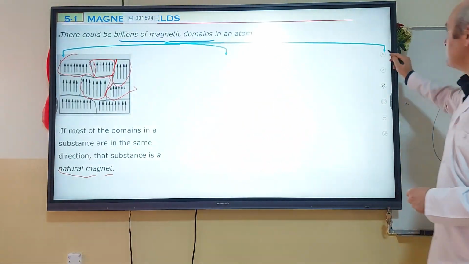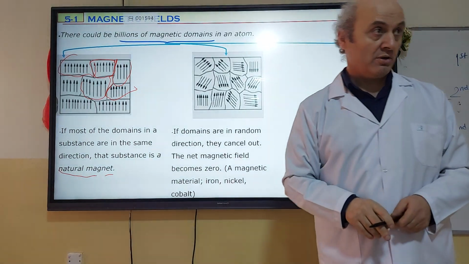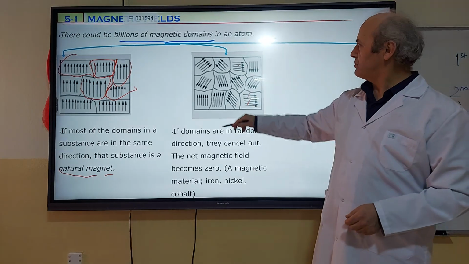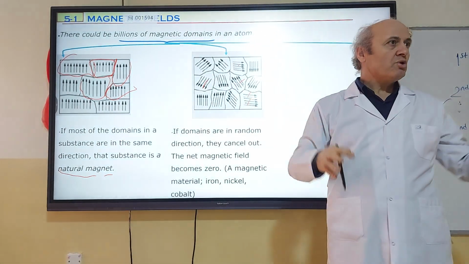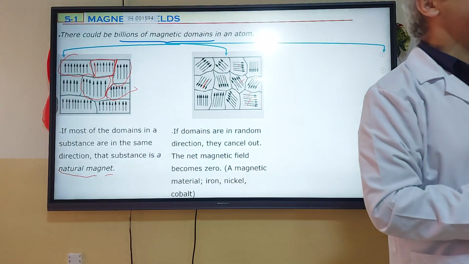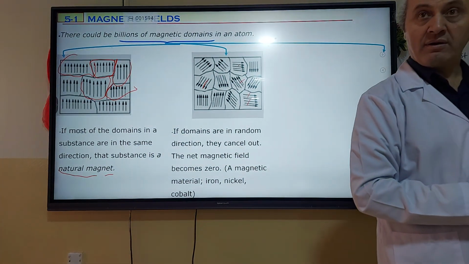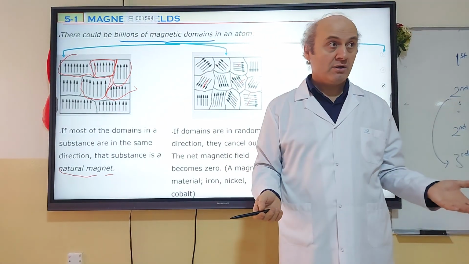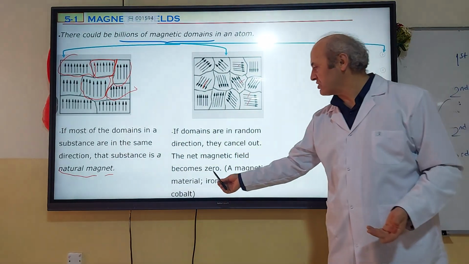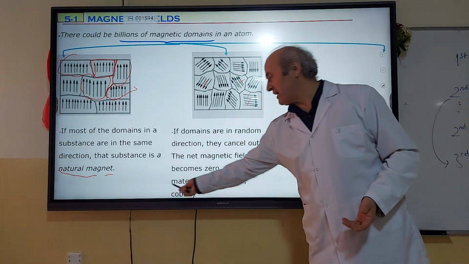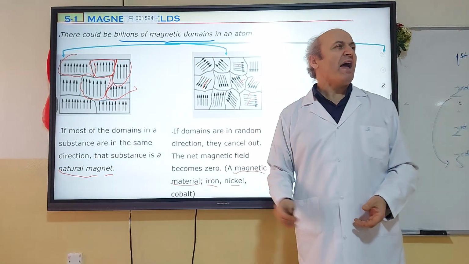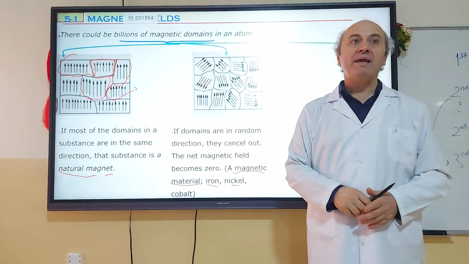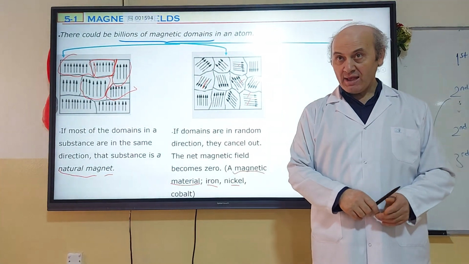But in some substances, domains are in random directions. Look at them. This one and that one, or they're the same. This and that. Yeah, there are billions of them. So when they're in random directions, what will happen? They will cancel the effect of one another, so the net magnetic field is going to be zero. In this case, it is not a magnet. What is it called? A magnetic material. Examples: iron, nickel, cobalt, steel. And magnetic materials can be attracted by a magnet.